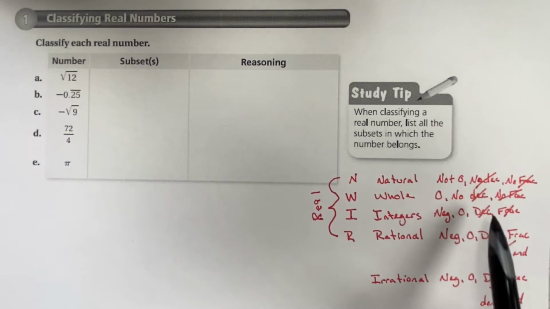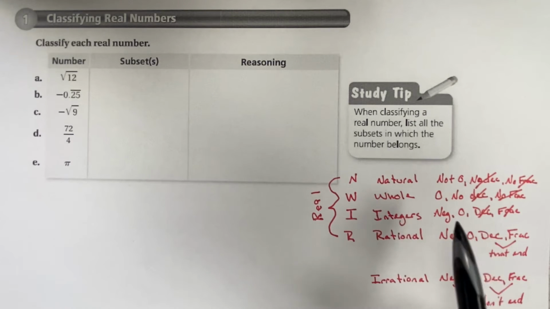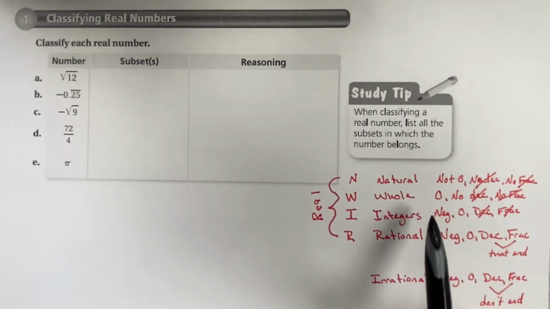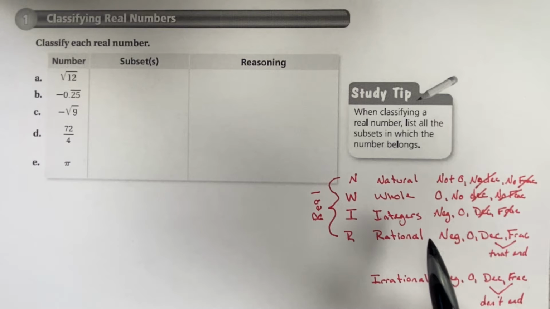Whole numbers is the exact same thing, except it includes zero. So the idea of whole numbers is there's no decimals, there's no fractions, there's no negatives. It's 0, 1, 2, 3. So the only difference between natural and whole is the number 0. Integers, it starts including negatives. Now, it's still no fractions, no decimals, but it's negative numbers. So from negative infinity to positive infinity, it's the numbers that you can count.